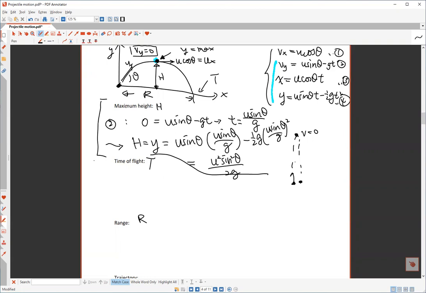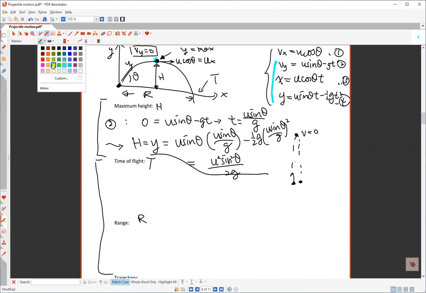So next one we are going to solve these two together. Because these two mean the same point, at this point.